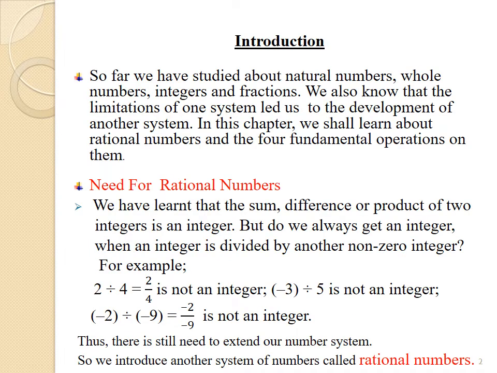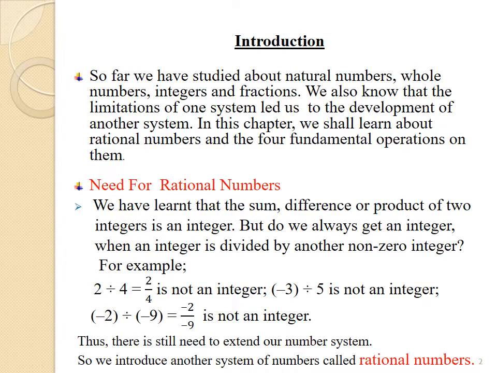Students, we have so far studied about natural numbers, whole numbers, integers and fractions. Let us quickly review them and extend our ideas to rational numbers. Natural numbers, they are also called counting numbers as they are used for counting. They are 1, 2, 3, 4, 5, 6, etc.